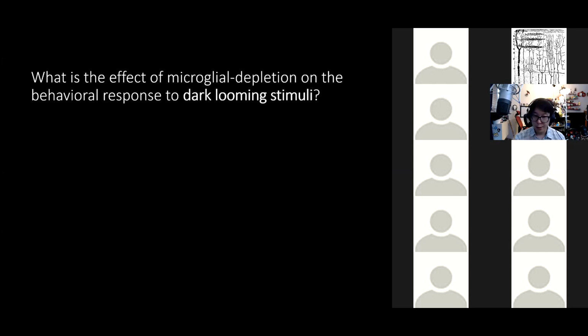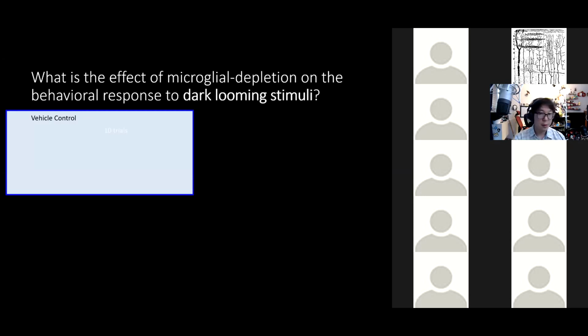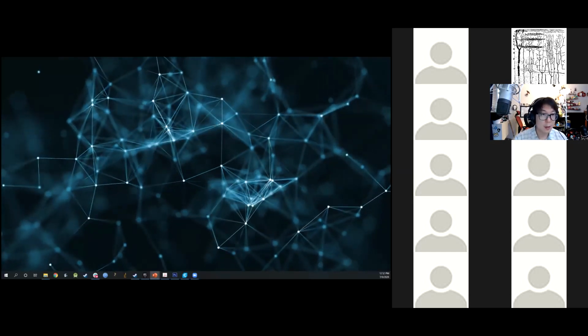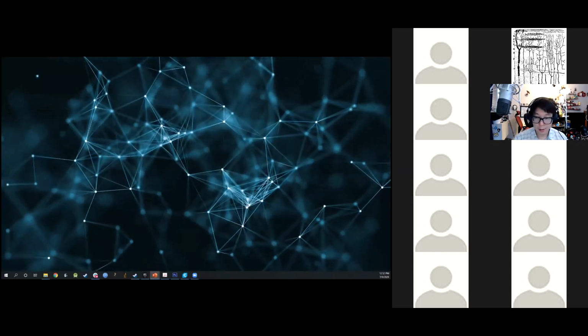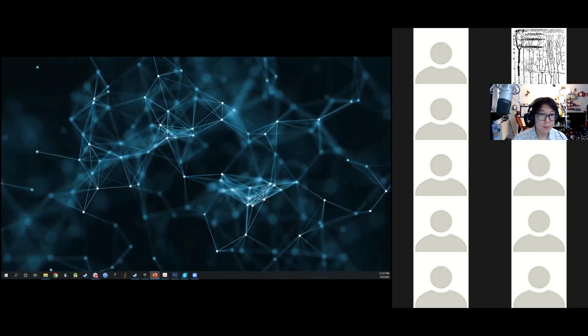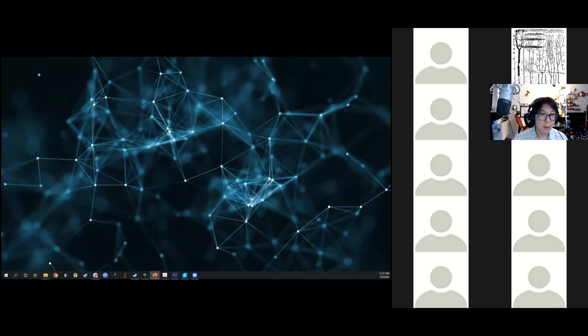So we'll first talk about the response to dark looming stimuli. In vehicle-treated animals, why is it not working? Okay, hold on.